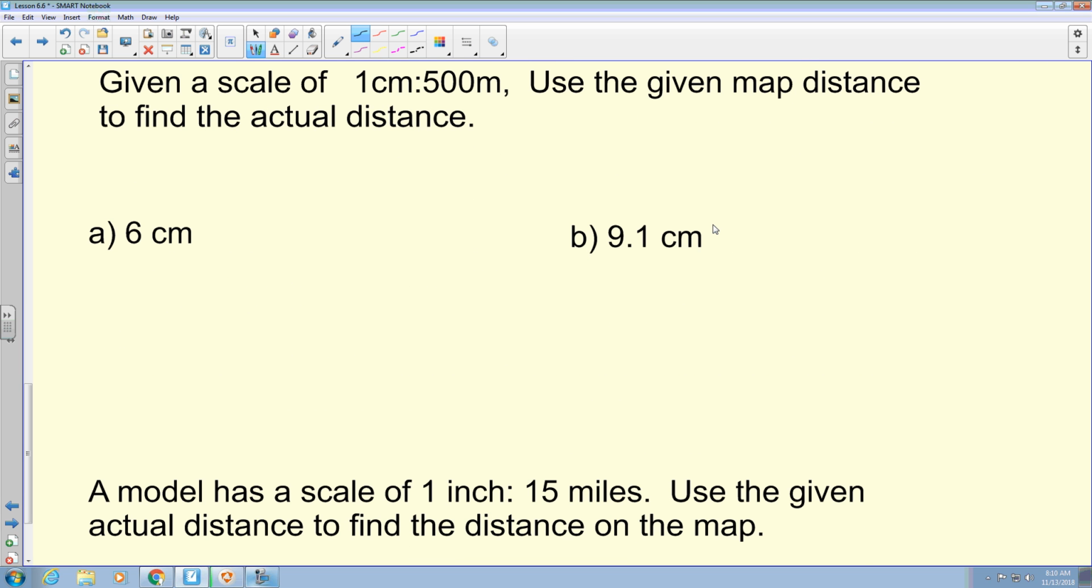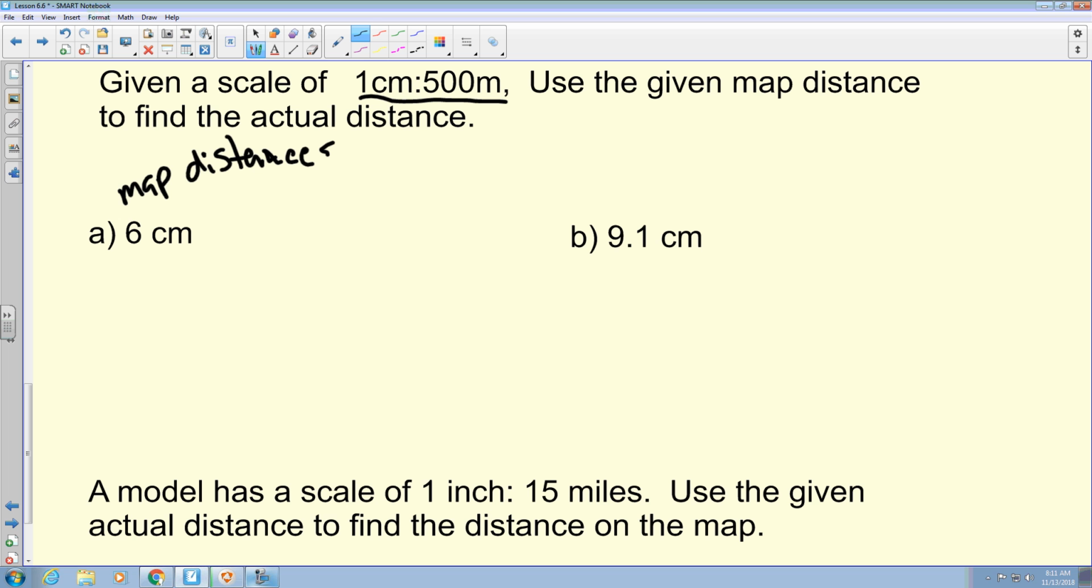Sometimes you are given the scale factor. In these particular examples, which are separate from the map up above, they're telling you 1 centimeter to 500 meters. You are going to use the given map distance to find the actual distance. Both example A and example B are map distances, and you're going to be asked to find the actual distance.